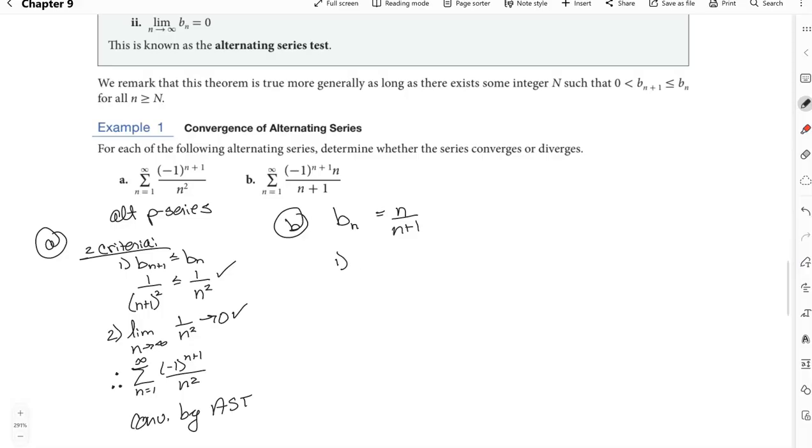Two criteria we have to check. Is b sub n plus 1 less than or equal to b sub n? So we're going to have n plus 1 over n plus 1 quantity squared. We want to know if that's less than or equal to n over n plus 1. Let me try that again. So b sub n is n over n plus 1. When I plug in n plus 1, I get n plus 1 over n plus 1 plus 1. So that's going to be n plus 1 over n plus 2.